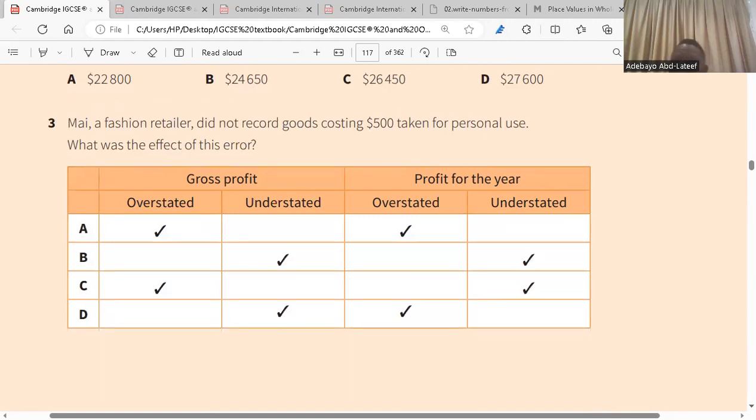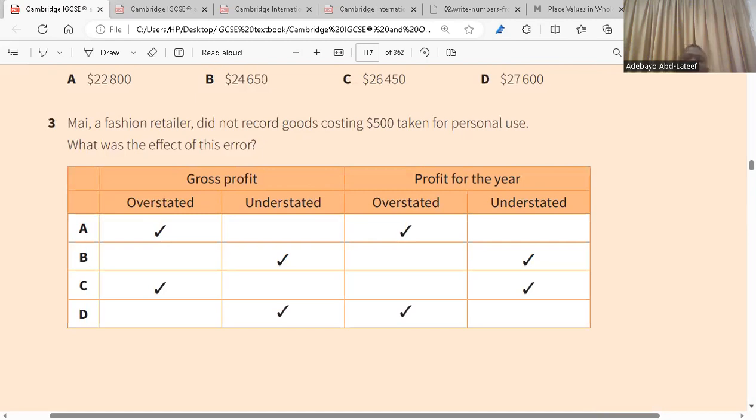A fashion retailer did not record goods costing 500 taken for personal use, which is a drawing. You are supposed to deduct it from your purchases, but you did not. So what happens to your gross profit? Because you were supposed to take something away and did not, gross profit will be overstated.